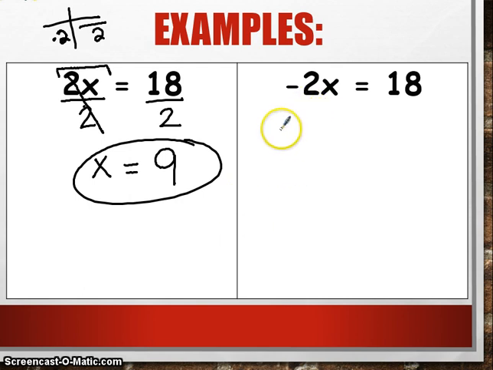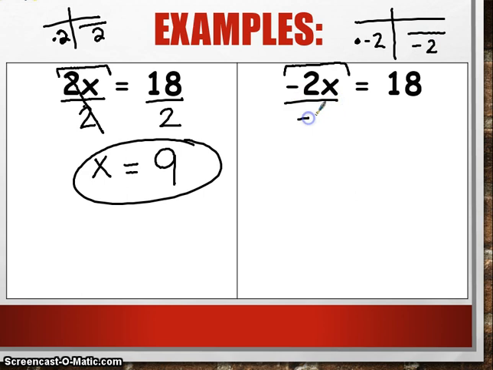Alright, let's look at another example. Do not be confused by the sign in front on this one, because this is actually multiplication of negative 2. So what do you think the opposite of multiplying by negative 2 is here on the algebraic side? Well, the opposite of multiplying by negative 2 is to divide by negative 2. So we're going to divide each side by negative 2.